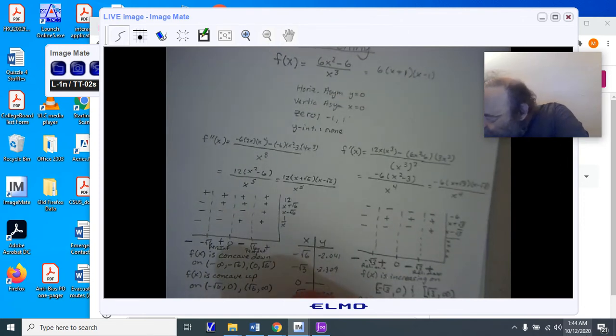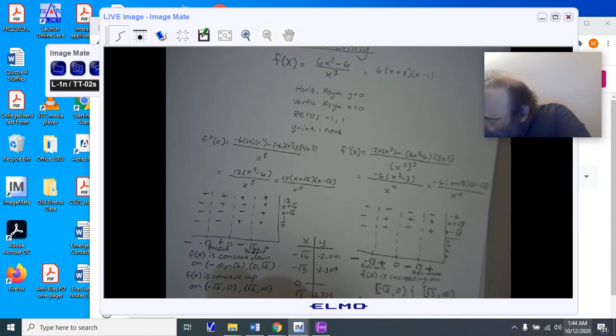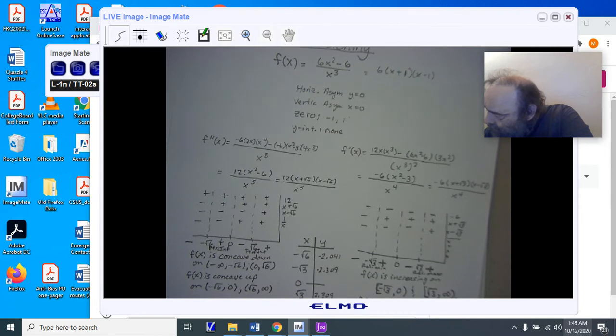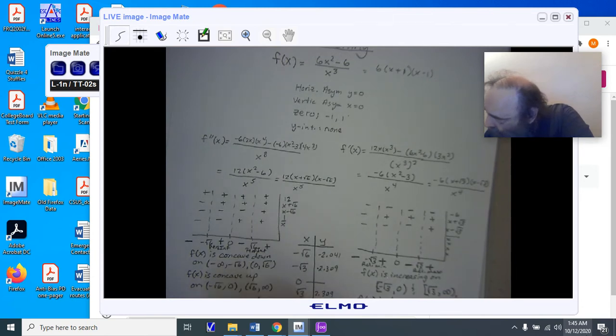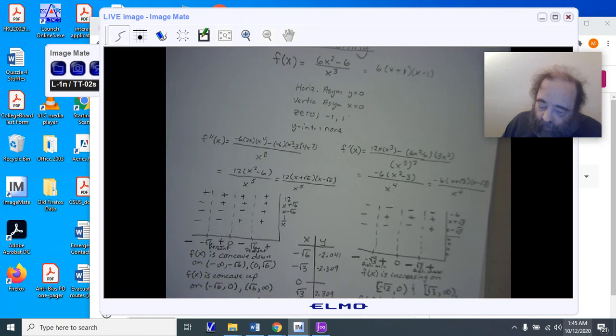So I have my asymptotes. And unfortunately, it's hard to see them. So I'm going to make it clear it's the asymptote, x equals 0. I have the horizontal asymptote. And that's y equals 0. So we're now going to start putting some of this information in.